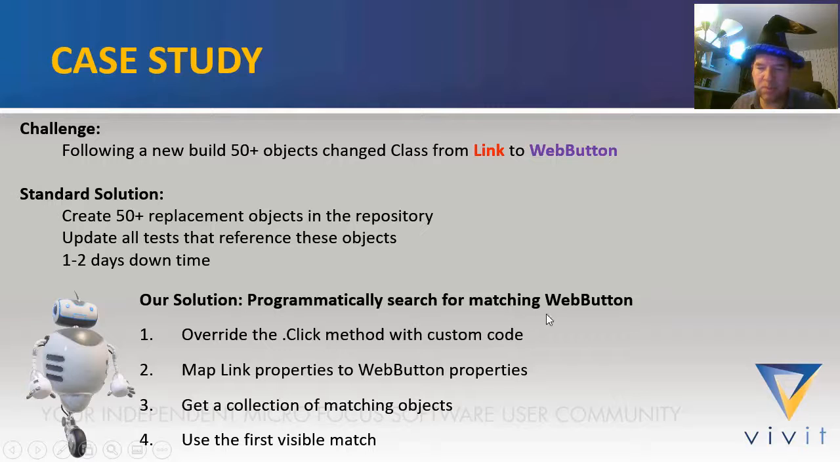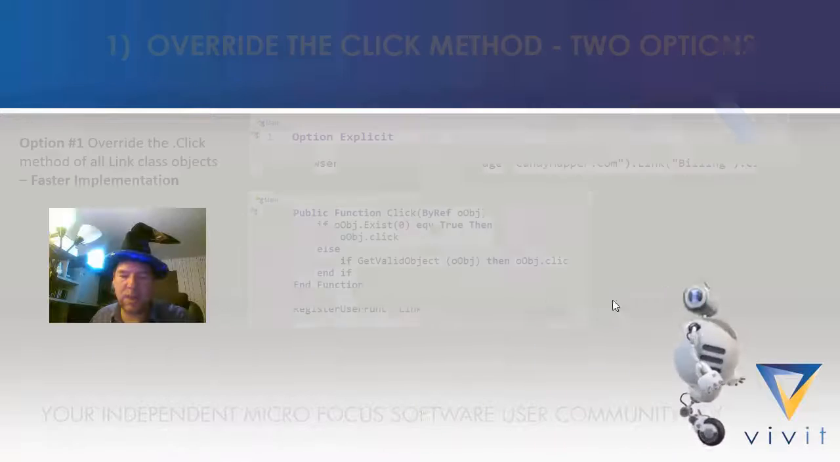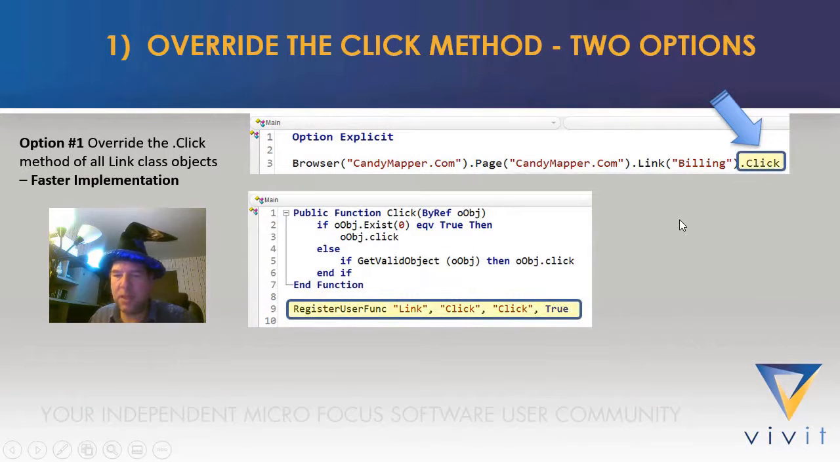So we came up with a different solution, which was to programmatically search for a matching web button. And the way you do that is just to override the click method, map the properties to the web button, get a collection of those web buttons, and find the first one that is visible, and go click on it. So how do we do that? Well, step 1 is override that click method, and there are 2 options here. One is to create a function called click and use RegisterUserFunc to replace the click method that is being used by the link over here. So this is the click method in the link, and it is being replaced by the click function that we've used over here.